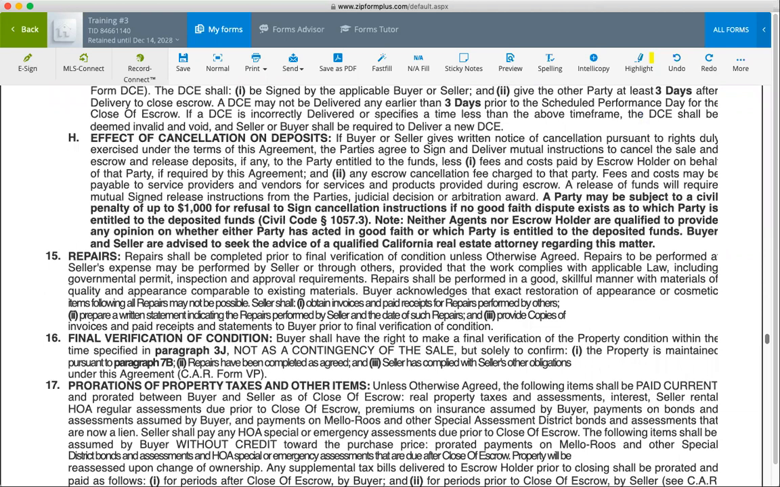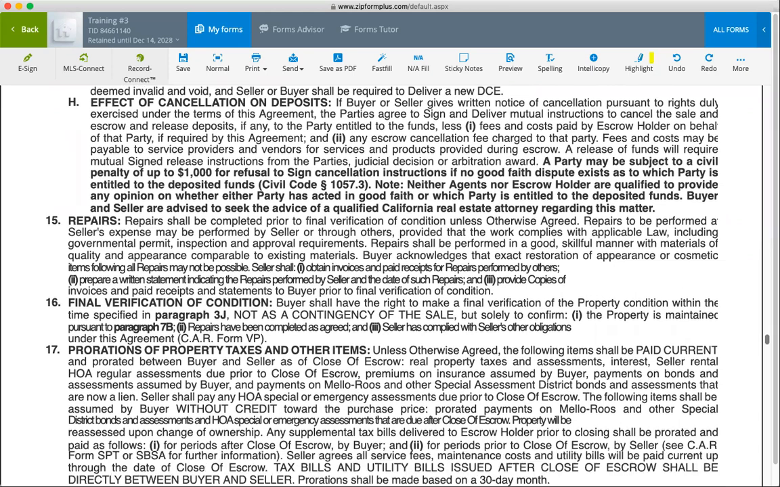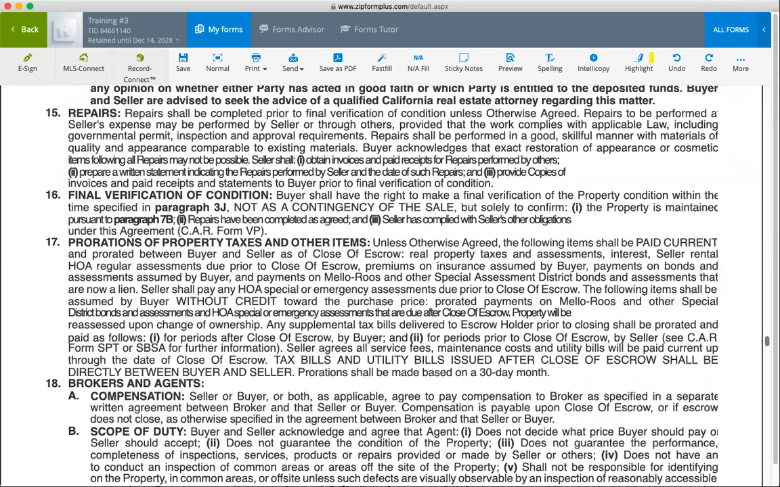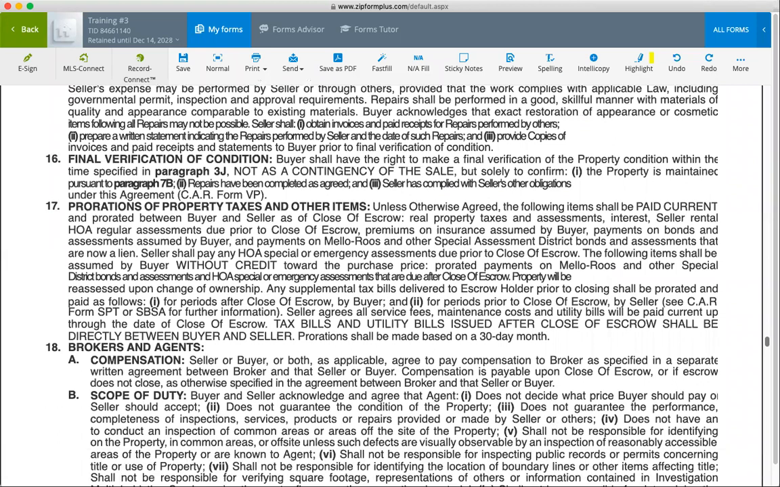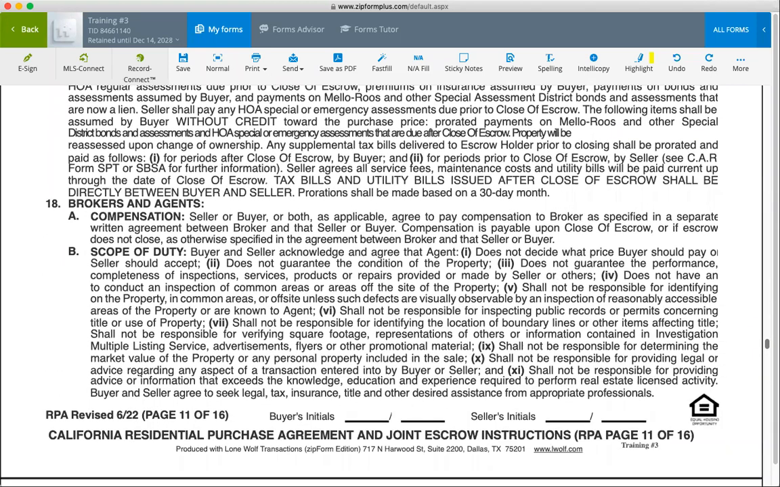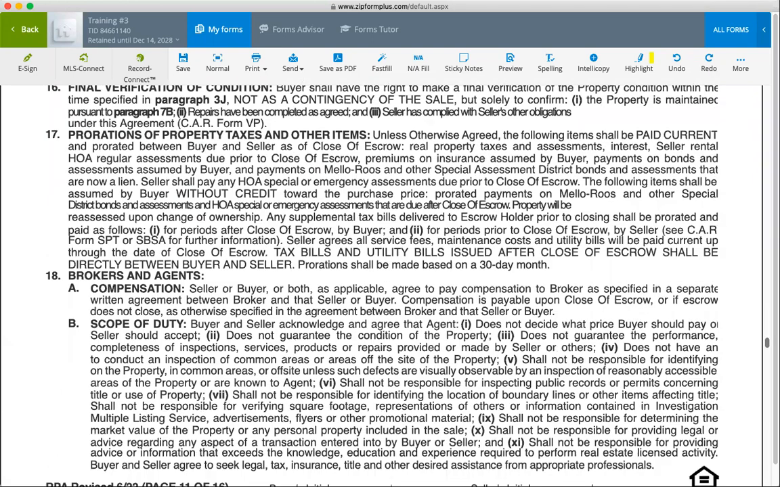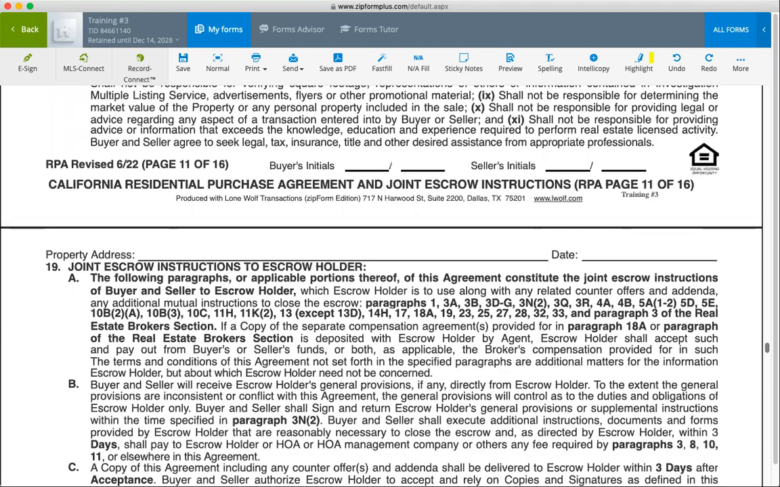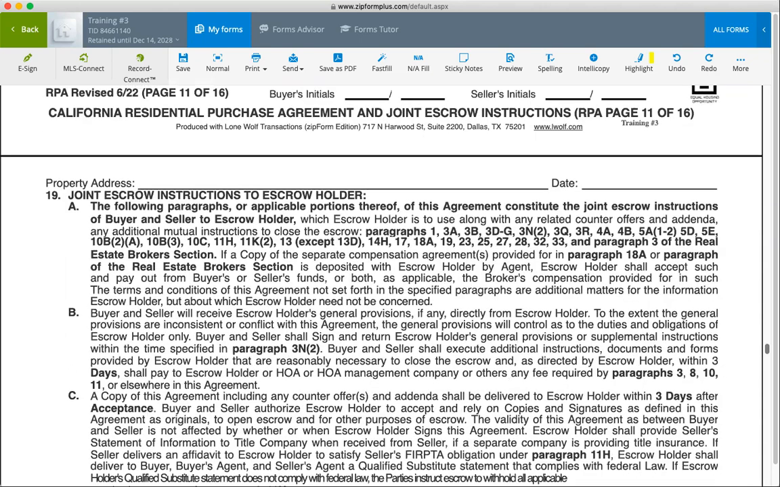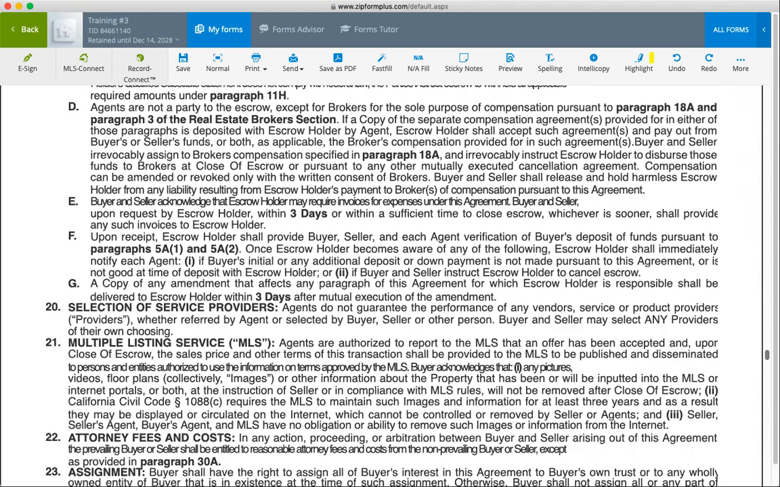And it talks about effects of cancellation on deposits, what might happen. Repairs, if any, to be done, final verification of condition, prorations of property taxes and other items. As you know, property taxes are prorated to the date of closing. It talks about broker's compensation, scope of duty. Here's the joint escrow instructions. So it refers all of these details to the escrow company as instructions for them as to how to handle the escrow.